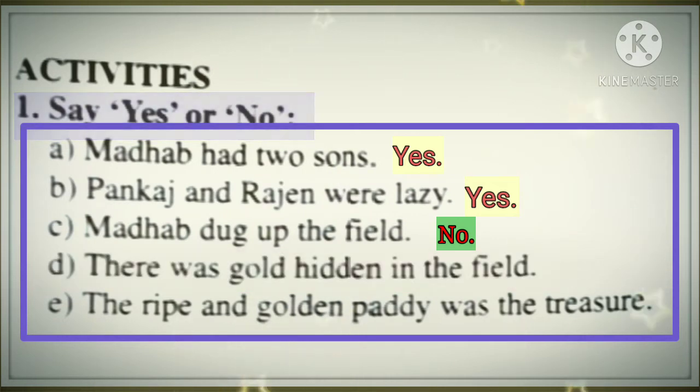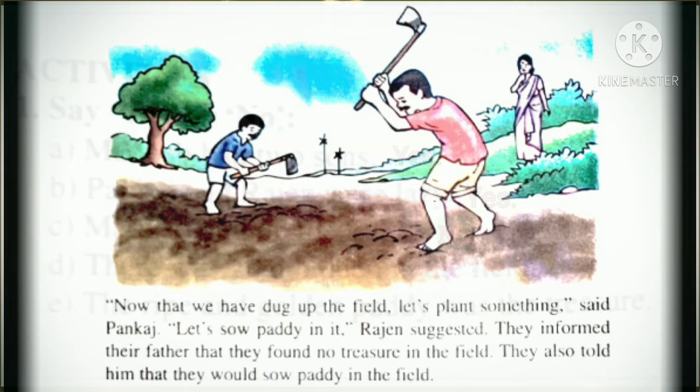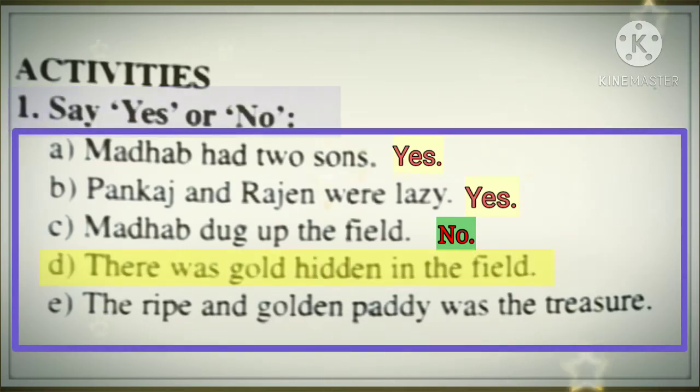Statement D. There was gold hidden in the field. Students, notice here in the second page of the story it is given, they informed their father that they found no treasure in the field. So, the statement there was gold hidden in the field is false. And we will write here no.